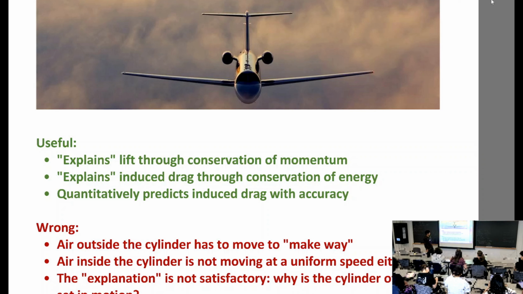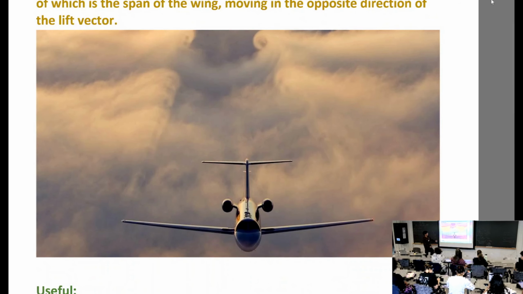And finally, that explanation is not really satisfactory. You can ask a lot about why, right? Why is the cylinder of air set in motion, and not anything else? Why is the cylinder proportional to the square of the span? Think about this airplane. If you look at its wake, you can kind of see this cylinder getting disturbed and moving down, if there is actually a cloud behind it for you to visualize. But why is that the case?